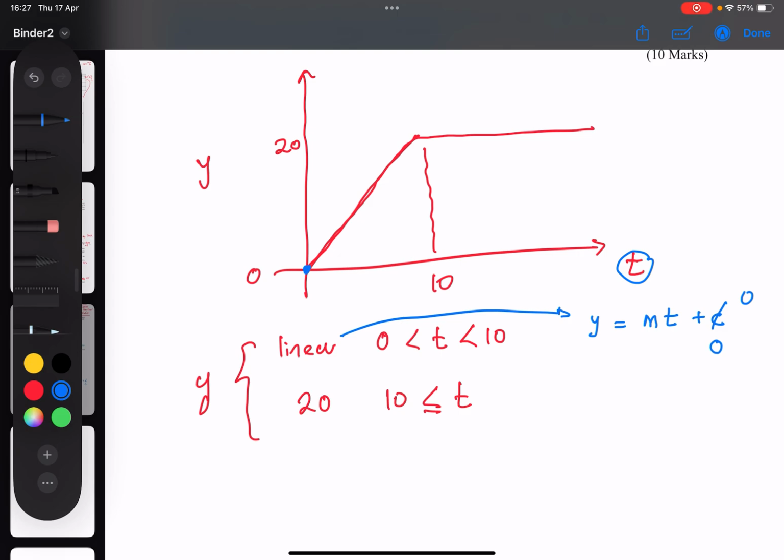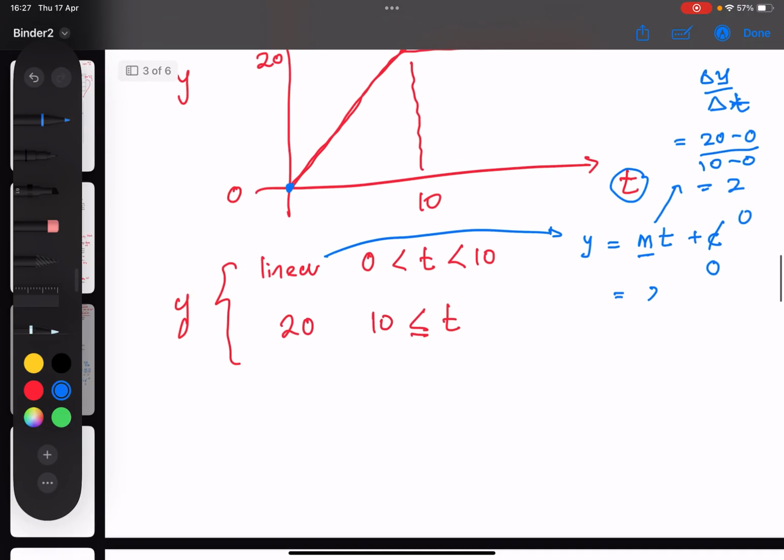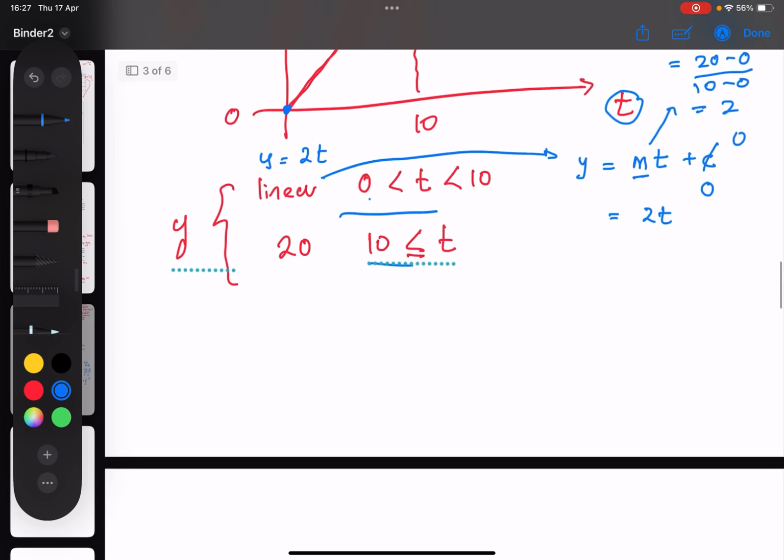So now I have to find the gradient, or M. The gradient equals delta Y divided by delta T. Delta Y equals 20 minus 0. Delta T equals 10 minus 0. So now it equals 2. So Y equals 2T. So I can say that for the times between 0 and 10, Y equals 2T. Now, because I already got all the information here, I can use Laplace.